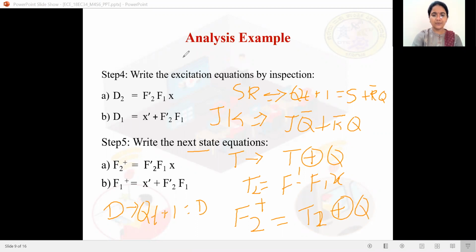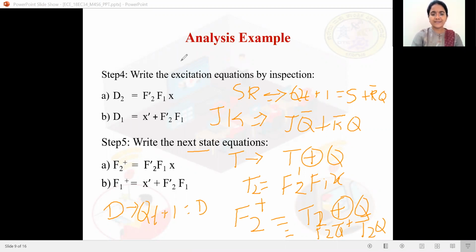Here, what is T2? I have considered F2 bar F1 X. I have to substitute this value of T2 in this equation. T2 XOR Q is T2 Q bar plus T2 bar Q. I have to substitute this T2 value in the next state equations. That is the important thing that you have to remember.